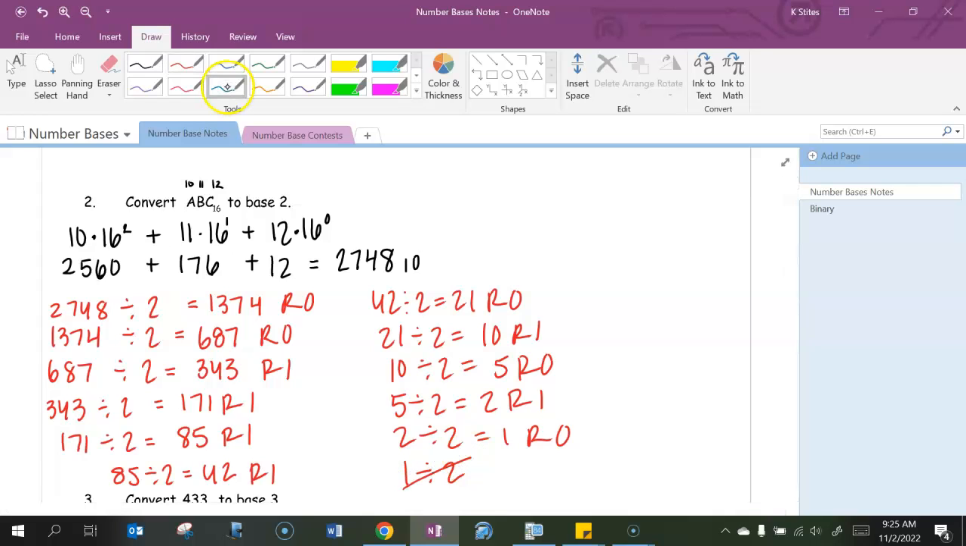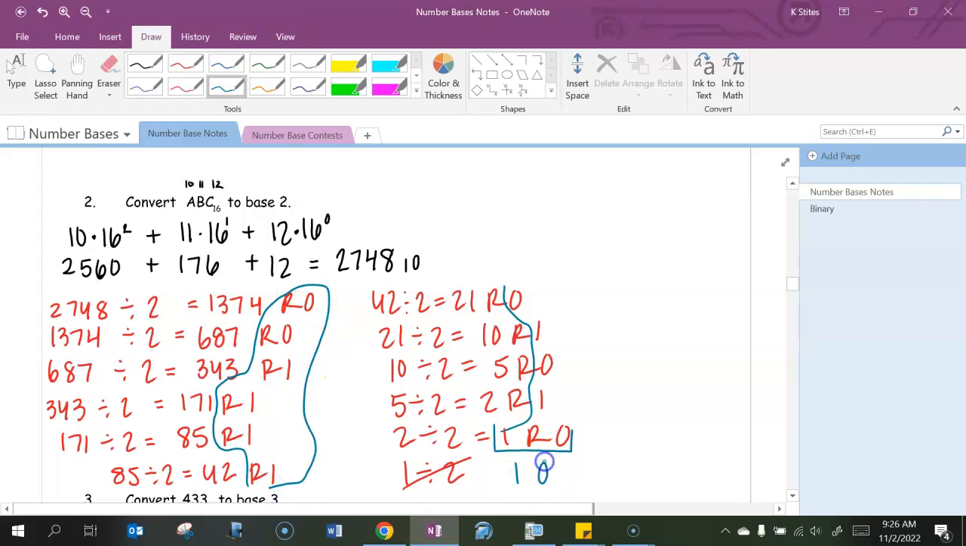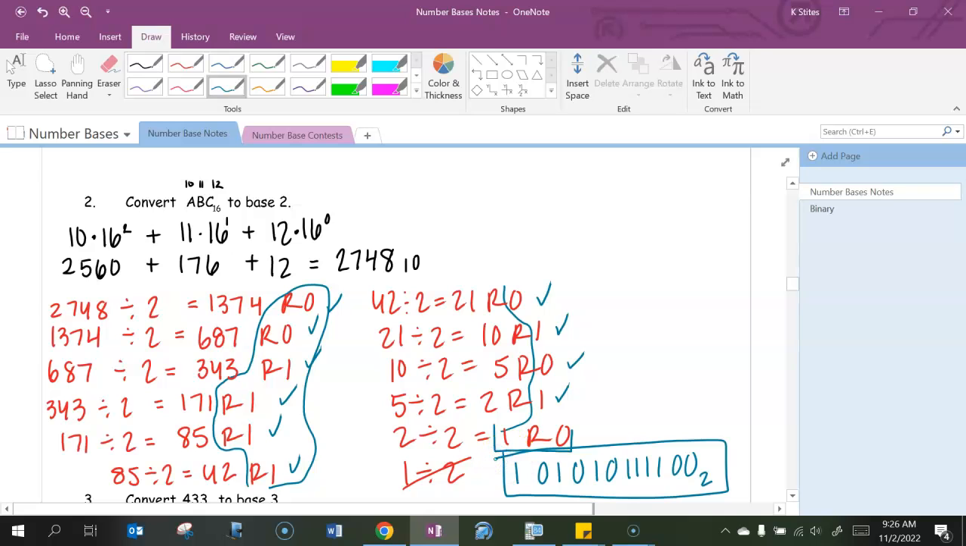All right, so now remember, this is where you're starting, and then we're going to go up the remainders. So it's going to be 1, 0, 1, 0, 1, 0, 1, 1, 1, 1, 0, 0, base 2, which was obnoxious. Okay. Let's go ahead and try one more, and then I will show you binary, which will make this way easier for all of us.